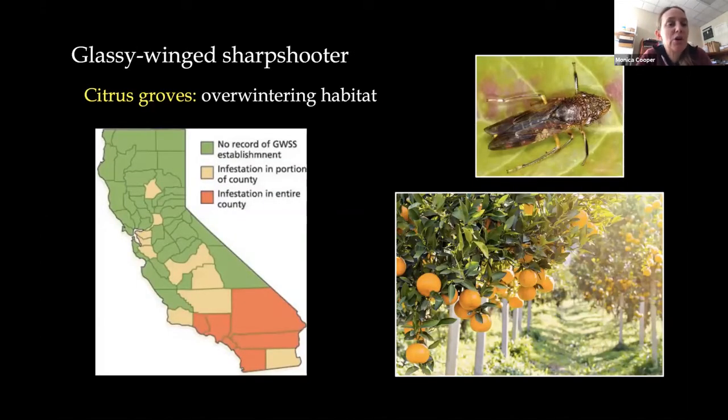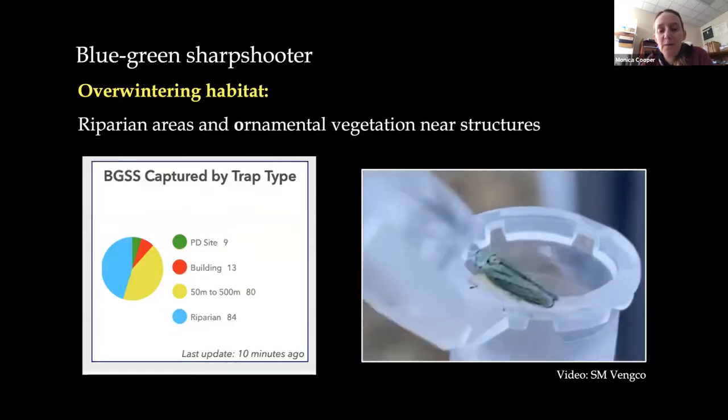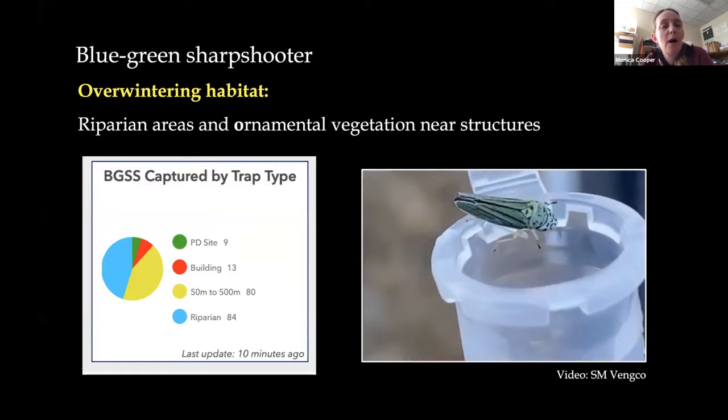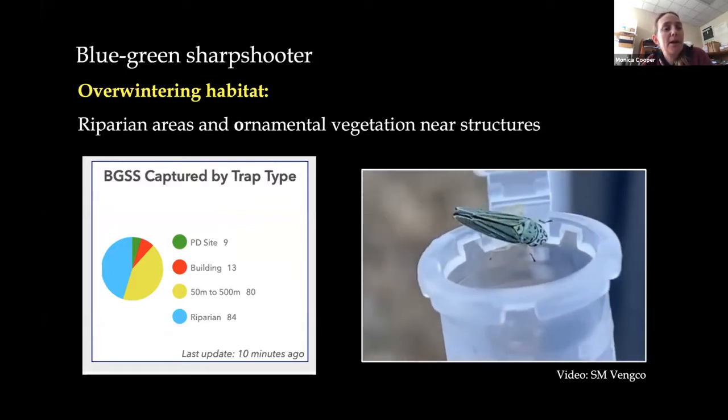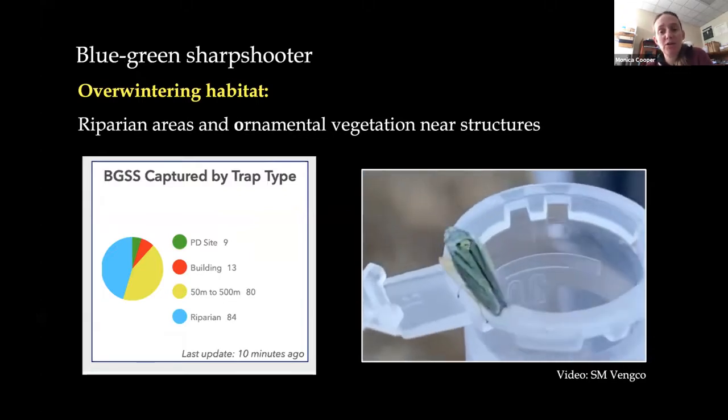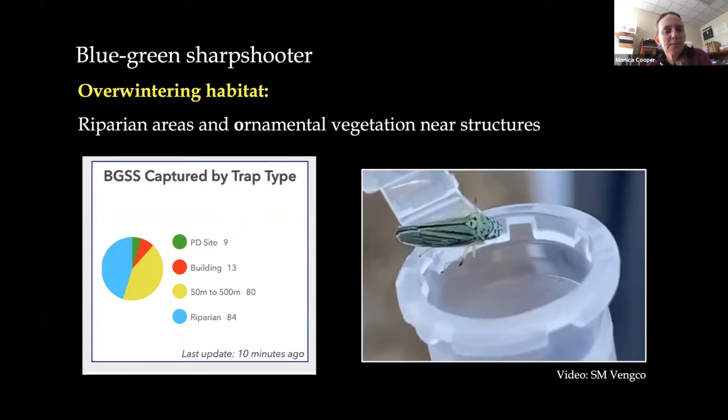The glassy-winged sharpshooter's most important overwintering habitat are citrus groves, and the blue-green sharpshooter that you can see photographed in the video here are pretty common in riparian areas, and then, as I mentioned, also in ornamental vegetation near structures.